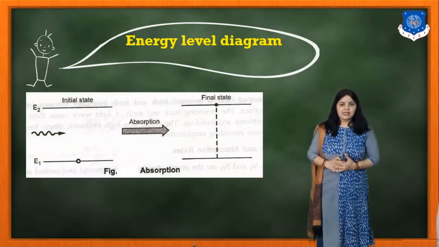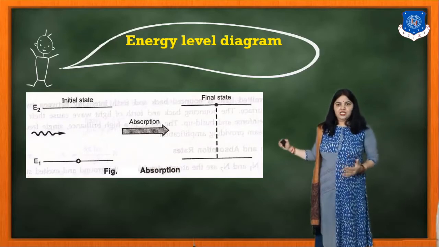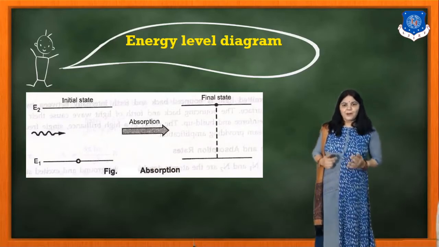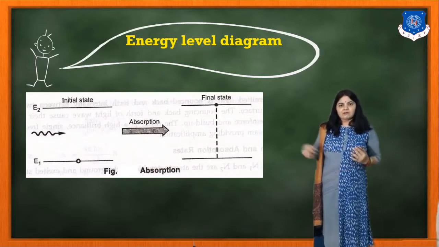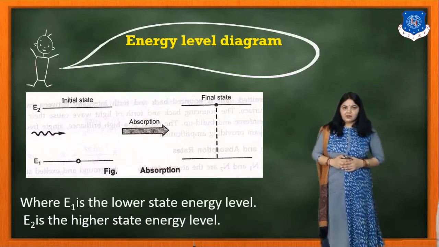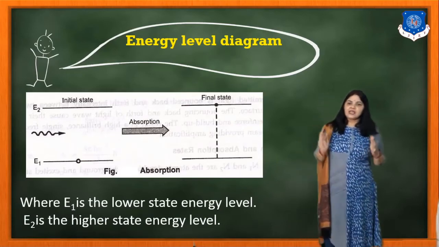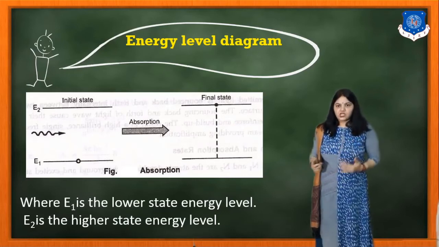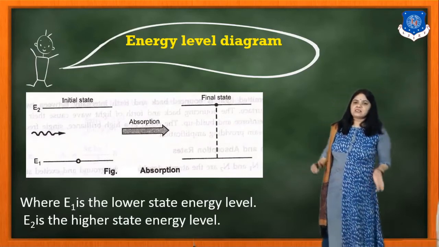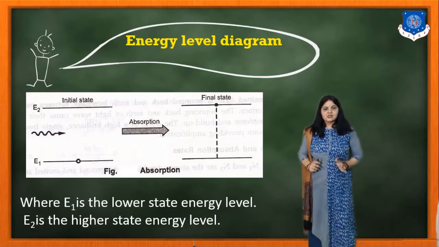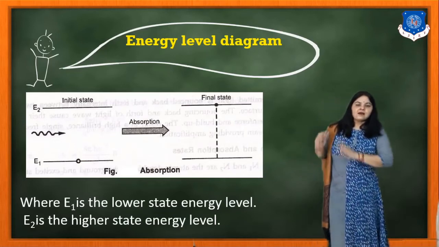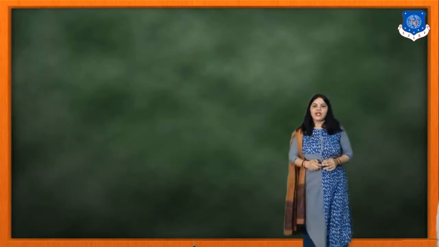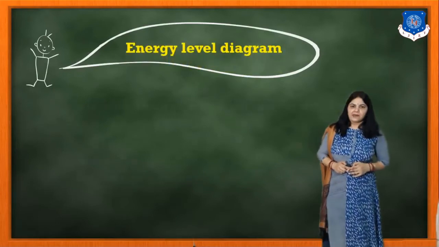Now, the energy level diagram. Here you can see the E1 energy level and E2. By applying energy, the atom reaches the final state. E1 is the lower state energy level and E2 is the higher state energy level. The very first process is the absorption process, in which the atom reaches the final state by being provided energy.